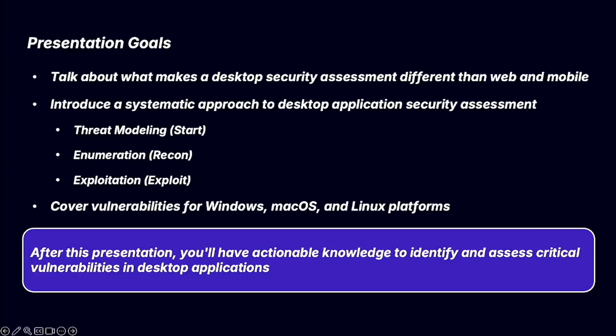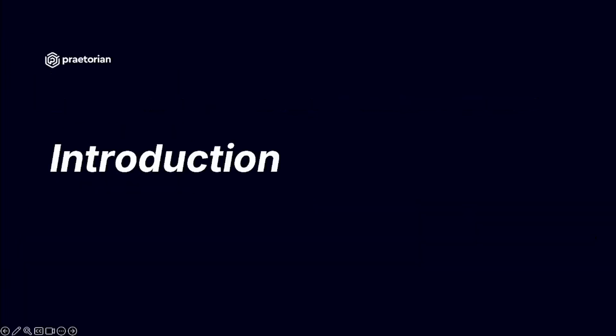So the goal for this presentation is to talk about the differences between a desktop security assessment versus a web and mobile one, and then introduce this systemic approach for desktop application security assessment. The approach will involve 3 steps: threat modeling, enumeration, and exploitation, and we will cover the fundamentals for Windows, macOS, and Linux platforms. Hopefully at the end of this presentation, you will have actionable knowledge to identify and assess critical vulnerabilities in desktop applications. So before we dive into the framework, let's do a quick introduction.